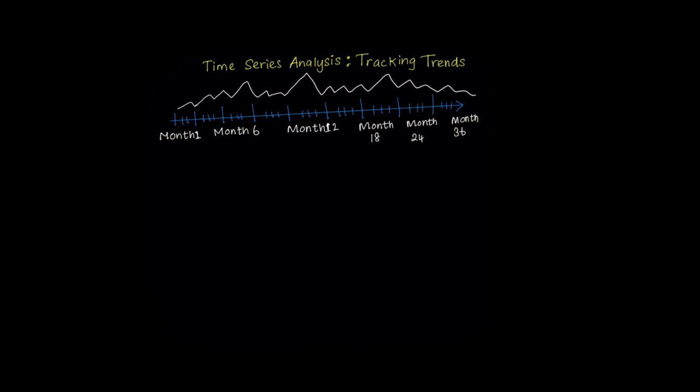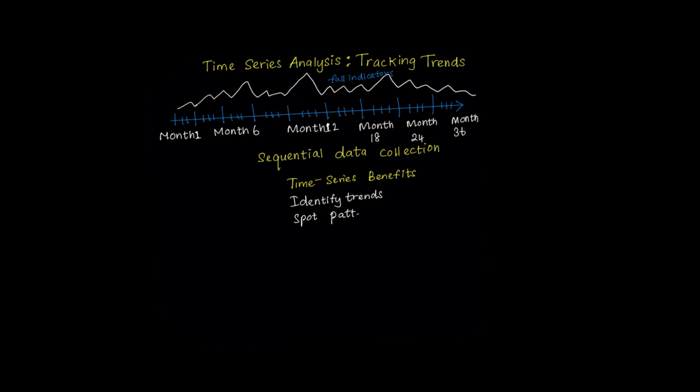Think of time series analysis as creating a detailed timeline that shows how something changes month after month, year after year. The key characteristics are that data points are collected in sequence, at regular intervals, like monthly or quarterly, and over an extended period. This allows you to identify trends like whether falls are increasing or decreasing, spot seasonal patterns like more falls during certain months, and evaluate whether interventions are working by seeing if the trend changes after implementation.